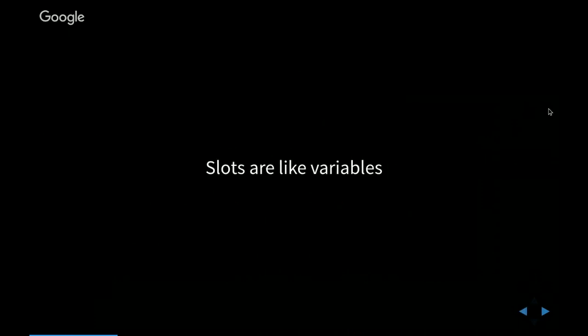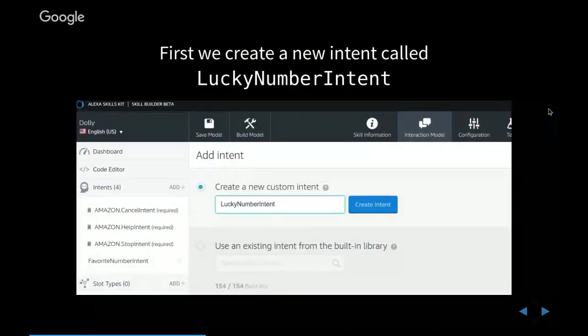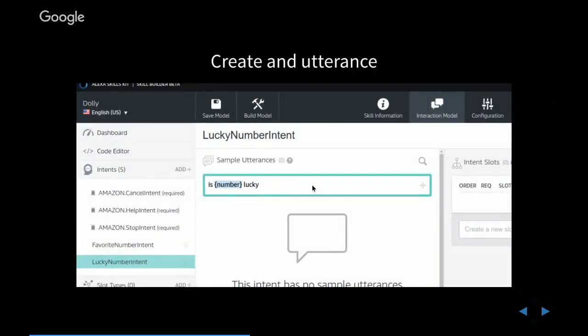Part 6: handling slots. Slots are like variables. Remember we talked about slots in part 1. Let's create a slot in the skill builder. We're going to create a new intent called lucky number intent, just like how we made it before. This time we're going to make a slot. Remember, it's kind of like Mad Libs, right? Is blank lucky? And that blank is going to be number in two brackets.